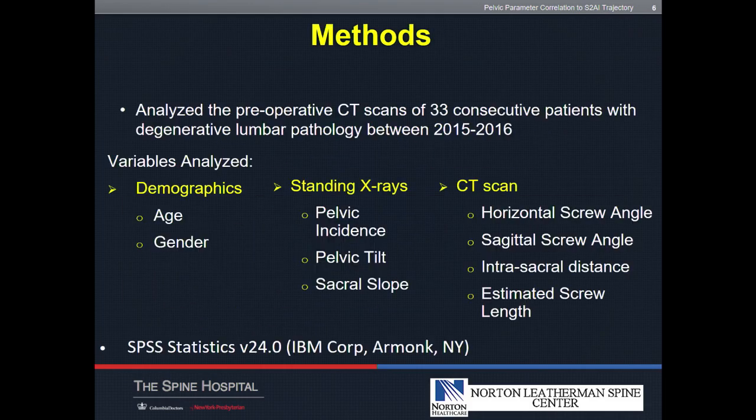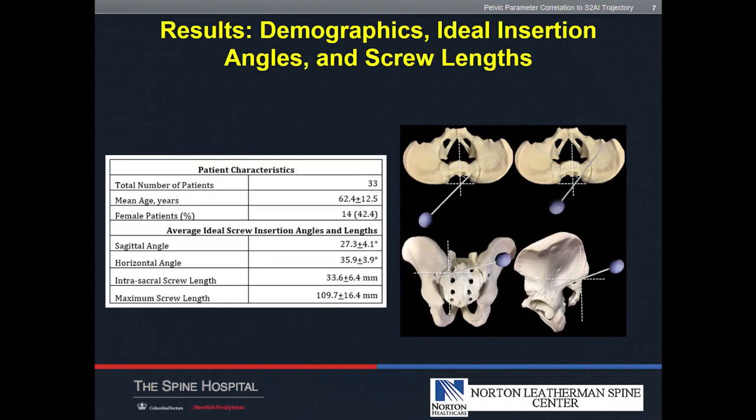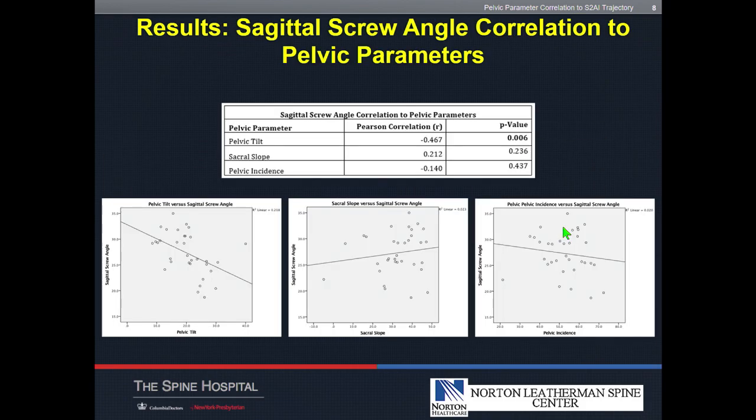So we analyzed the preoperative CT scans of 33 consecutive patients. We looked at their standing x-rays to get their pelvic parameters, and we looked at their CT scans to get their optimal S2AI trajectory. This is our cohort of patients, 33 patients. The average sagittal angle in our study was 27. The average horizontal angle was 35, which is about equal to the previous studies.